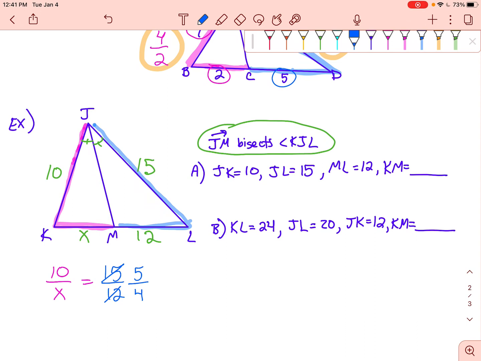And then from here, you can easily solve the proportion. X is obviously 8. If you don't believe me, you can go ahead and cross multiply, but I know that to get from 5 to 10, I'd have to multiply by 2. So to get from 4, this has to be 8 in order for those to be equivalent fractions. So I have my answer as 8, okay? If you don't believe me, go ahead and cross multiply, I promise. So we're going to do the second example.